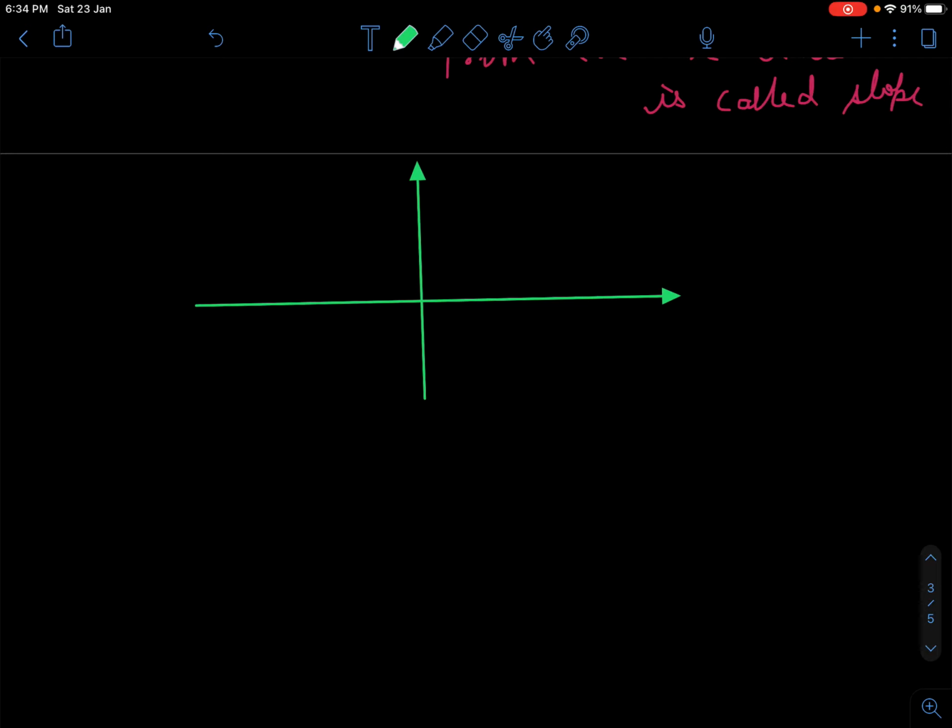Let's move forward. In the coming days, I'll be starting quadratic equations, in which I'll be telling you about the parabola. Quadratic equations are the equations in which the degree, the power, is equal to 2. I'll be telling you in the coming days. Till now I am telling you about the basics.